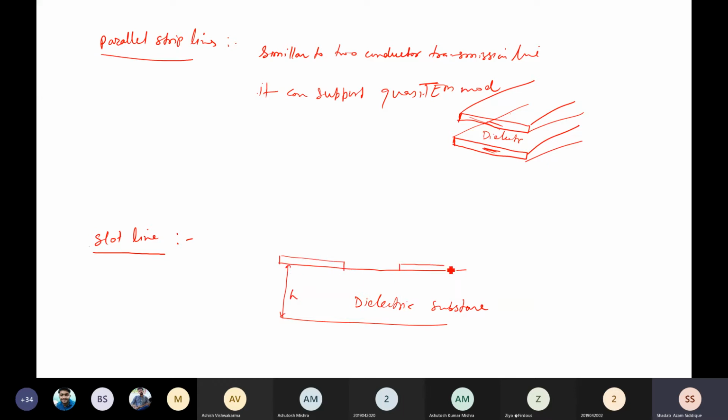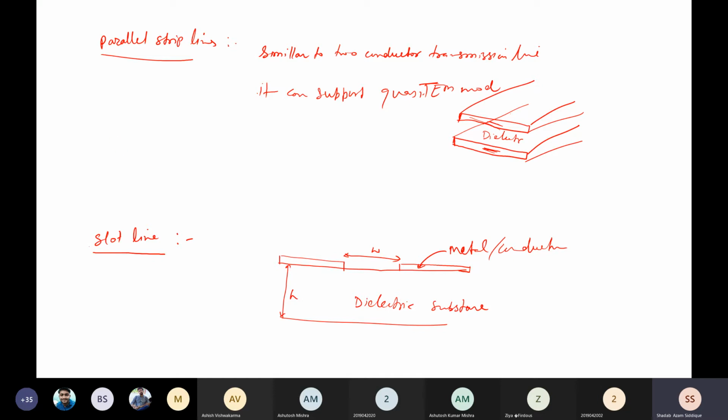Here the structure is like this, and by using the metallization process we coat the metal here. So this is the metal, or you can say conductor, using the metallization process, and the width W is etched here, okay. So this is the representation for the slot line transmission line.